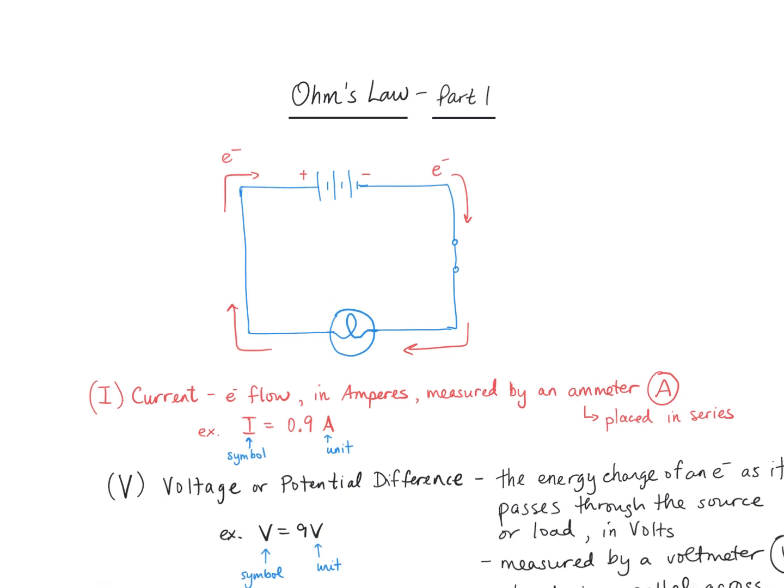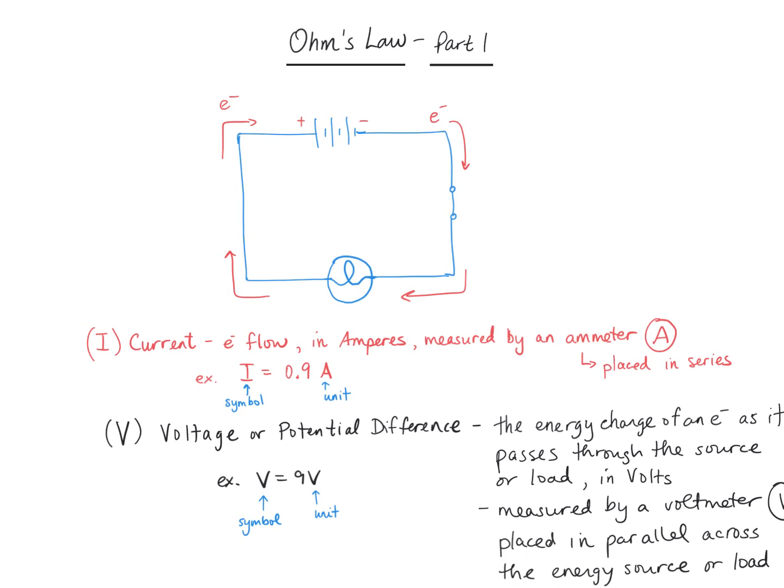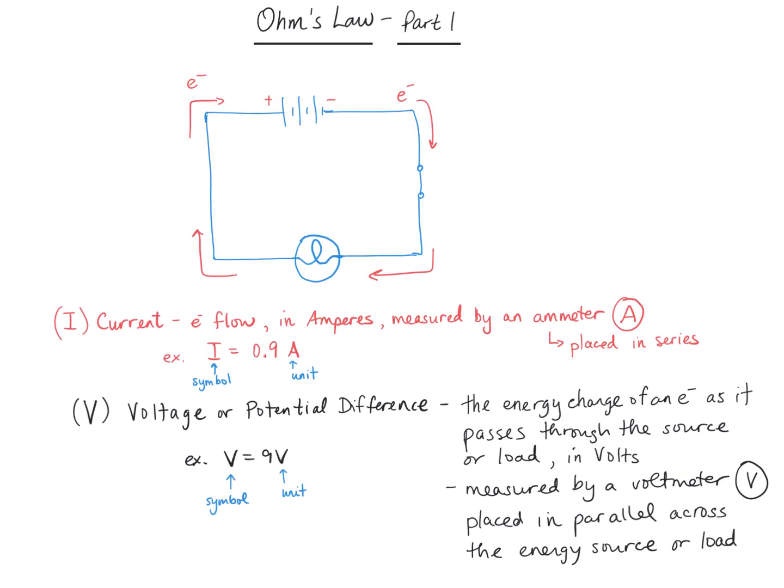Now, voltage, or potential difference, is the energy change of an electron as it passes through the source or across the load. We know that the chemical reaction inside the battery is where the electrons gain their energy from, and as those electrons leave, they possess a certain energy. When they hit this load, they lose energy, and that energy is transformed into light and a little bit of heat energy with this light bulb.